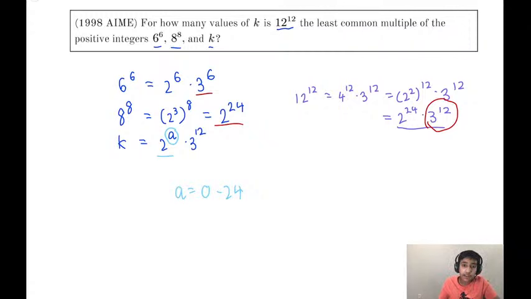And how many numbers are there? They're just going to be 24 minus 0 plus 1, which is 25 possible numbers. So 25 is our answer.